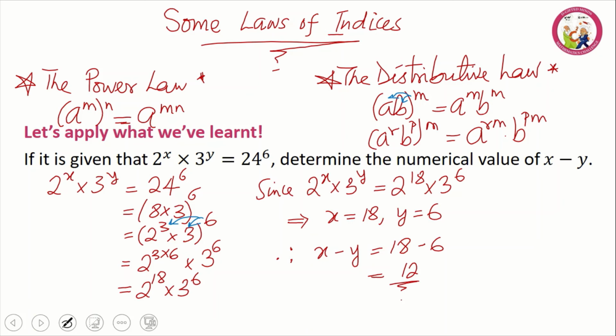So what you've seen so far in this video is that when you have an expression with a power in a bracket and another power outside the bracket, you open up the bracket and multiply the powers. That is according to the product law of indices. And also, if you have two terms in the bracket with a power outside the bracket, you distribute the power. That is according to the distributive law of indices.